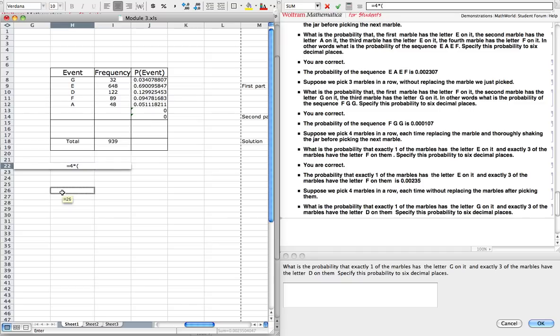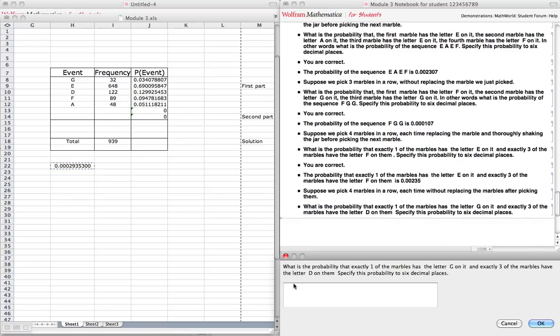Okay, so one of the marbles has the letter G on it, so we have 32 G's, and the rest of them have the letter D. So times 122 D's. After you've picked one, there's only 121 left, and after you pick that one, there's only 120 left, and you divide that by 939 times 938 times 937 times 936. Okay, and that's the probability you're left with. Round off to 6 decimal places.